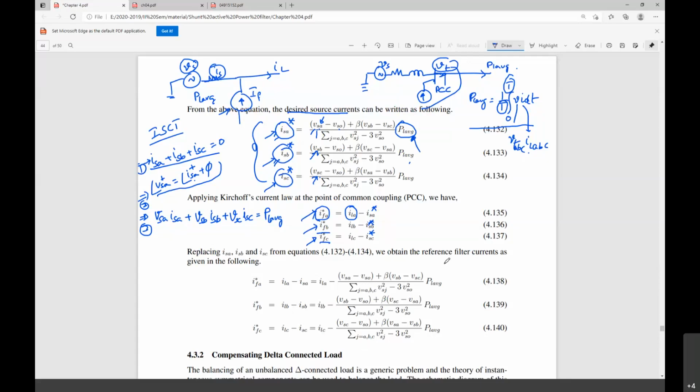These are the equations from the instantaneous symmetrical component theory, from which we have generated the reference source current. Looking at these equations, here we have VSA minus VS0. Suppose the terminal voltage or the PCC voltage is balanced. In that case, the zero sequence voltage will be 0.